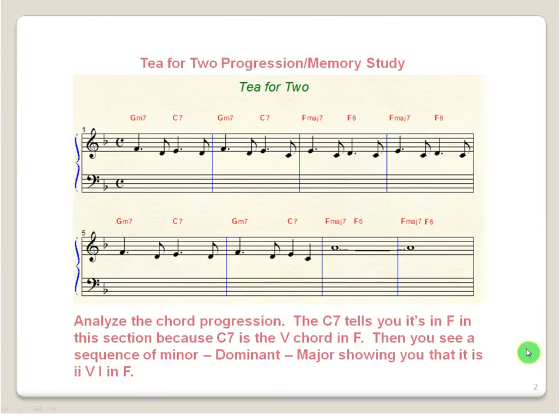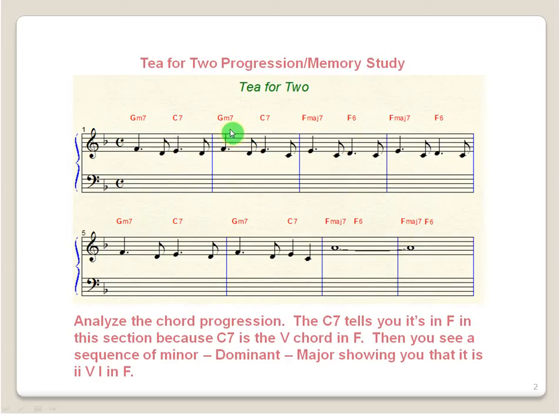Okay, we're on slide 2 in your 2-5-1 progression memory study. Here we have the first 8 measures, and you first analyze the chord progression. You can see that C7 basically tells you you're in F, because C7 is the 5 chord in F. And then you see that it's a sequence of minor, dominant, major, which typically means it's a 2-5-1.